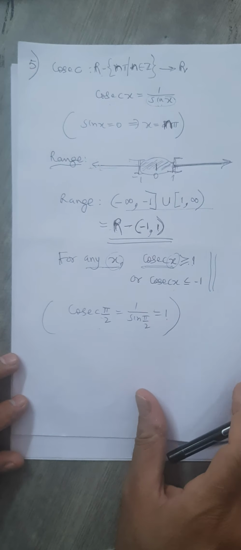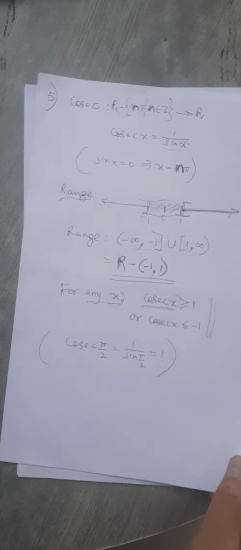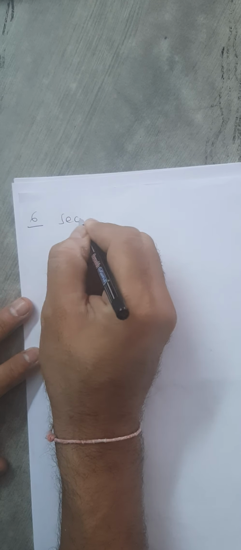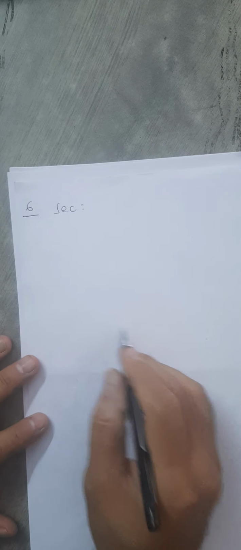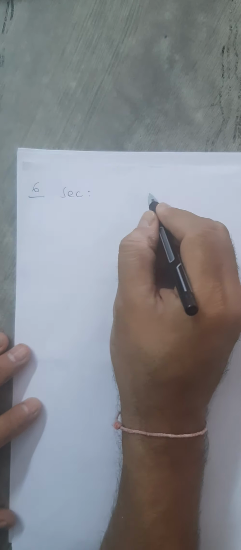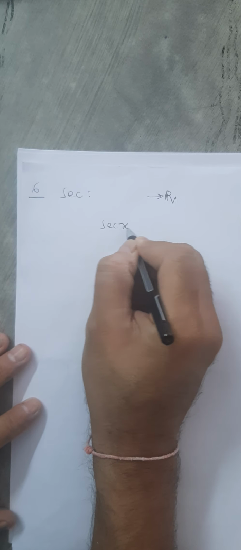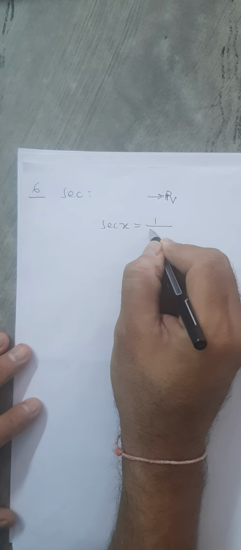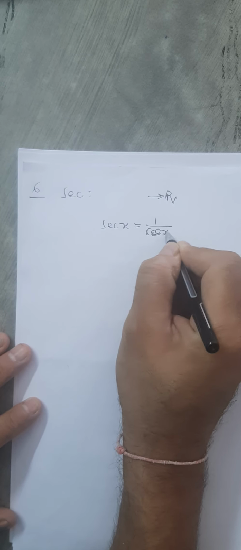In the same way, we define the next, the sec function. So next let's see the sec function. If I define it here, sec is a function from here, the codomain is R. What's the definition of sec x? You know it is 1 upon cosine x.